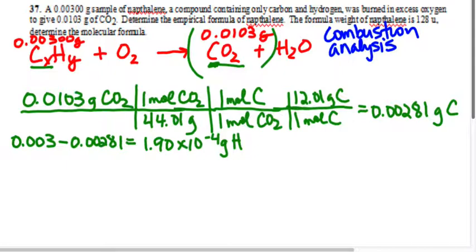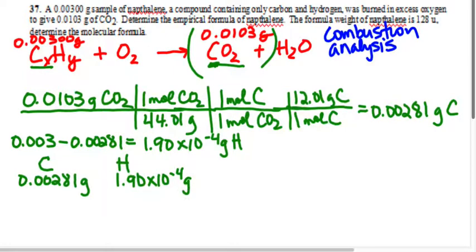All right, now I have my grams of both. I can now go set up my little empirical formula table that I always like to do. So it's 0.00281 grams of this and 1.90 times 10 to the negative fourth grams of that. Divide by the molar masses, 12.01 grams per mole and 1.01 grams per mole.